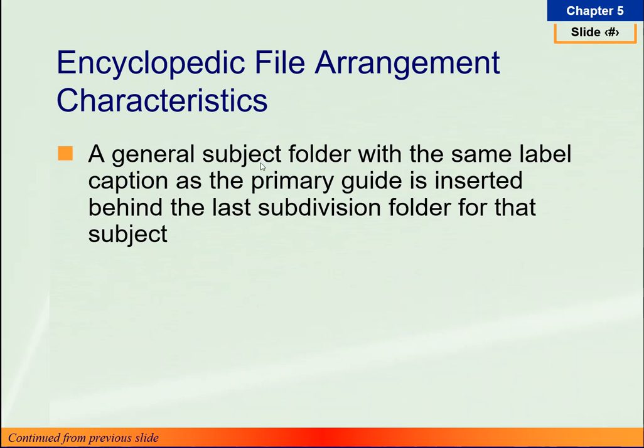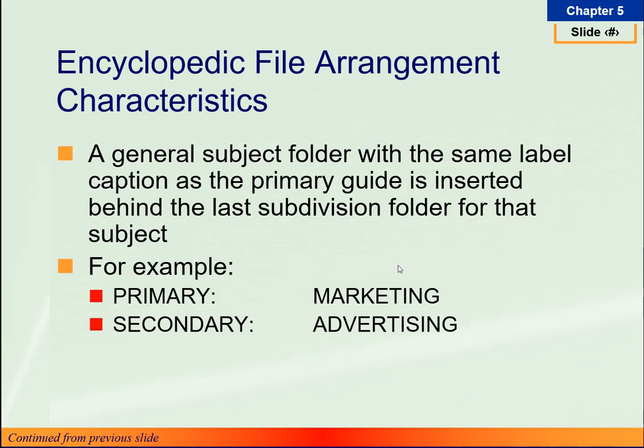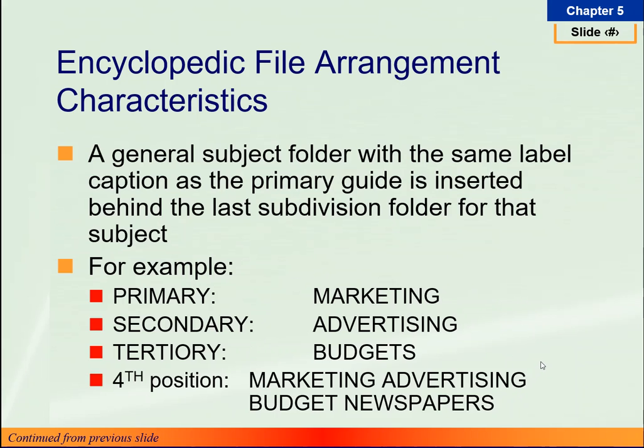And the last one is a general subject folder with the same label caption as the primary guide, which is inserted behind the last subdivision folder for that subject. So this is an example. For example, our primary is marketing. Secondary, under marketing we have advertising, and under advertising we have the tertiary, budget. So this is an example of the encyclopedic file arrangement. And lastly, we have the fourth, which is marketing, advertising, and budget newspapers.